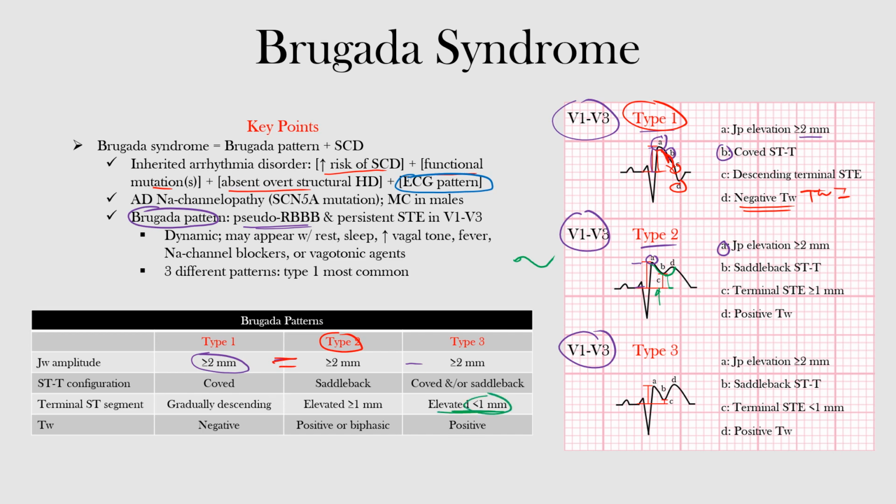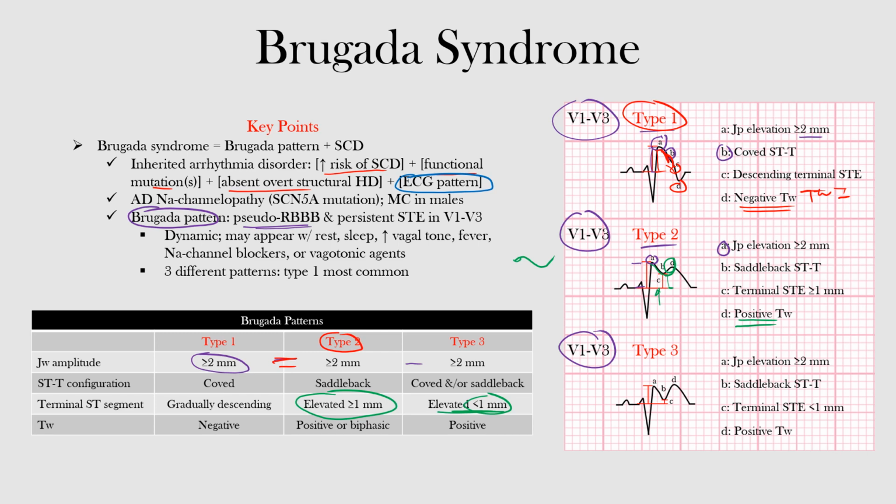Okay, type 3 we'll see it's less than 1 millimeter, so this is important to differentiate it. And then we'll have either a positive or biphasic T wave at the end. Okay, so the positive T wave, which you can see here, is the one in this case. Okay, it can also be biphasic. All right, so hopefully that makes sense, and that's the type 2.